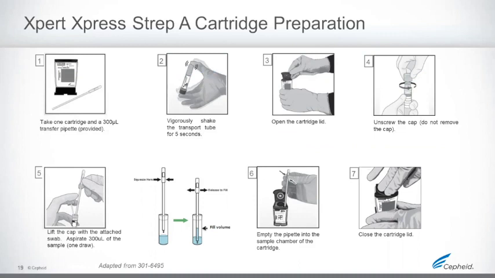Step 3, open the cartridge lid. Step 4, uncap the transport tube and do not remove the cap. Step 5, lift the cap with the attached swab. Aspirate 300 microliters of the sample. Step 6, empty the pipette into the sample chamber of the cartridge. And step 7, close the cartridge lid.